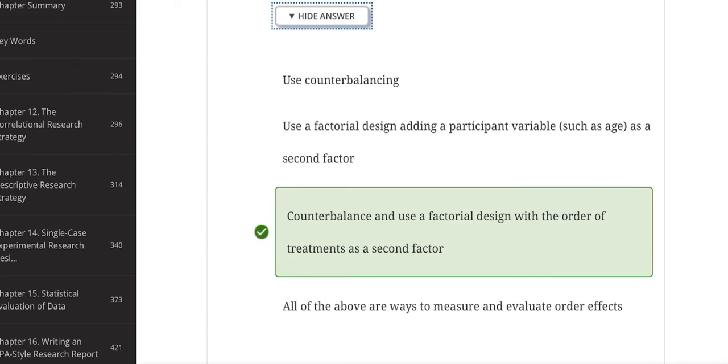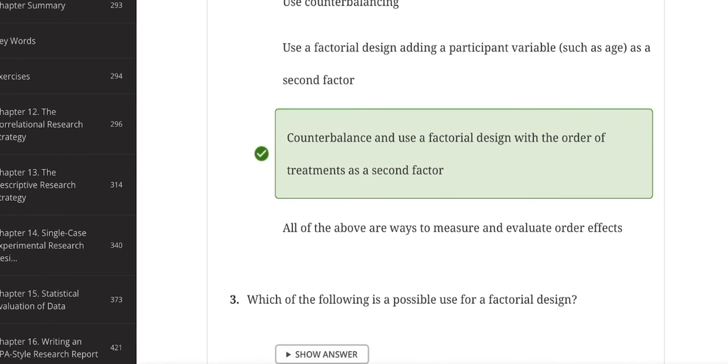But to go over why this is the answer for number 2: how can order effects be measured and evaluated? This is referring to the within subjects design. Remember, order effects are the problem here, and so how do we measure and evaluate them? With a factorial design, we can counterbalance, switching up the orders using the order of treatments as a second factor, like we just talked about in the last example. And that is how we can measure and evaluate those order effects with a factorial design.